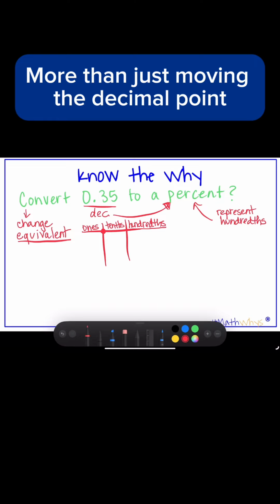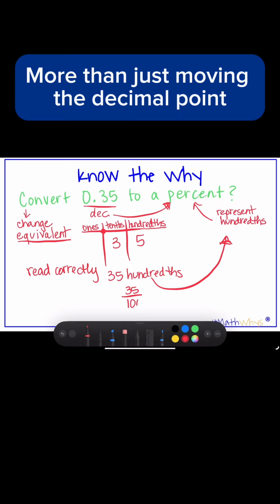So if they can read this decimal correctly as 35 hundredths, then that means that they should be able to write it correctly as 35 hundredths in words first. Because if they can do this, then there is no problem taking this to percent, which means that they will be able to say that 35 hundredths as a fraction is 35 over 100, which is 35 parts out of 100. Then they should be able to say that this is equivalent to 35%.